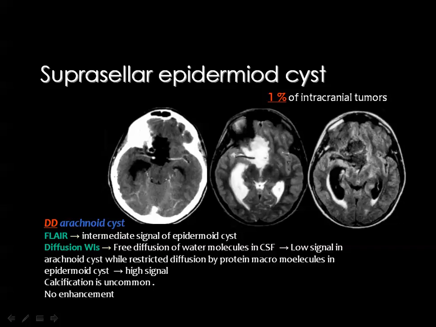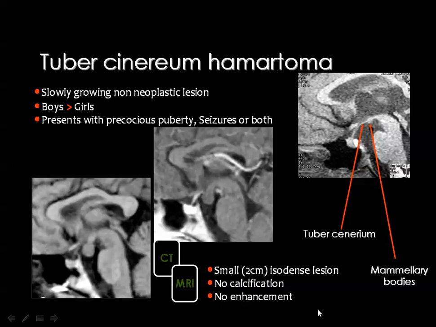lobulated outline. Then, in order to discriminate between arachnoid and the epidermoid cysts in the suprasellar area, the main diagnostic features will include: number one, the epidermoid cyst will not show CSF-like signal in the FLAIR images, and whenever you use diffusion-weighted images, the arachnoid cyst will show free diffusion, while the epidermoid cyst will show restricted diffusion. The arachnoid cyst surface is usually smooth, while the surface of the epidermoid cyst is usually lobulated.